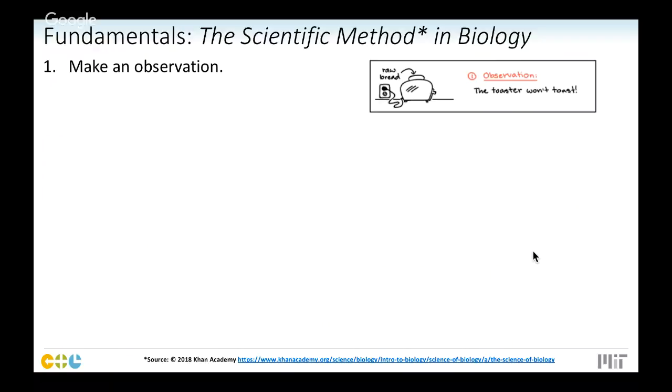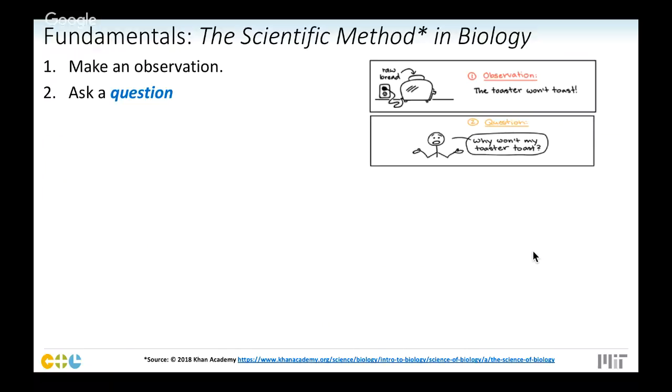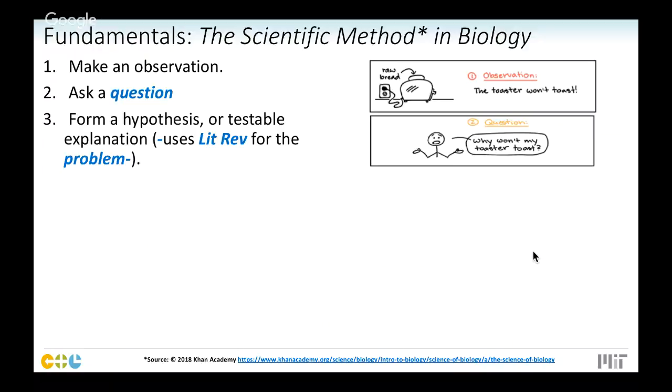So when you do that, the next step is, what is the question? So ask a question. The question in this case is, why won't my toaster toast? Once you have a question, you can establish a hypothesis, a potential explanation for this that you can actually test. And usually this uses literature review for the problem, at least if we were talking about a problem in scientific management. But then you build an idea. What could be the answer? This is your intuition.